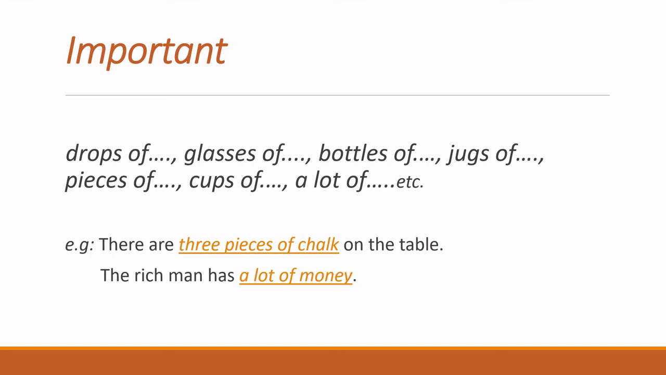When making the plural form of uncountable nouns, we can always use them with drops of, glasses of, bottles of, jugs of, pieces of, cups of, a lot of, and many more ways. For example, there are 3 pieces of chalk on the table. The rich man has a lot of money.